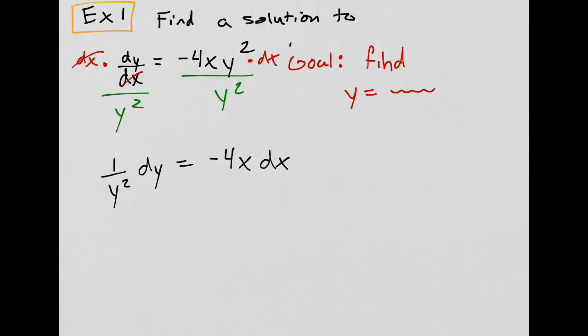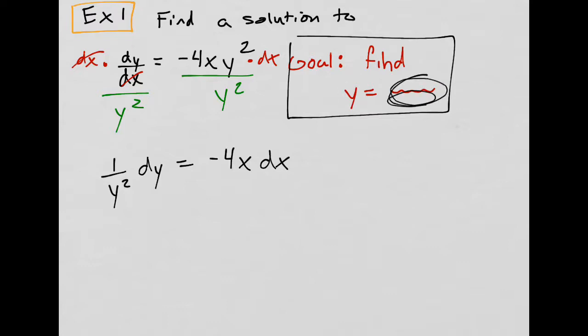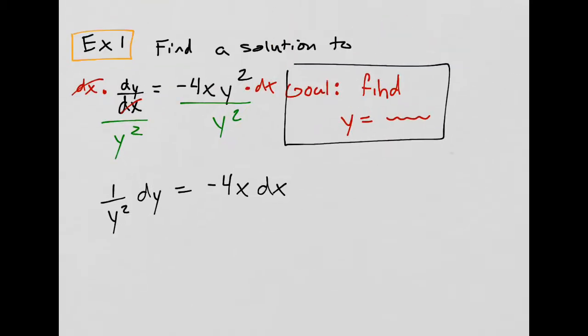Remember, keeping our goal in mind, I want to get y all by itself. And then this is just a function of x, maybe a function of x and y. But I don't want any dy's or dx's anymore. So how do I get rid of those? Well, the only time I ever see a dy or dx involves an integral. So I'm going to integrate both sides. So first step, separate the variables and the dy and the dx, then integrate both sides.